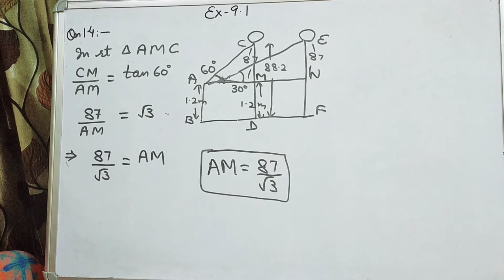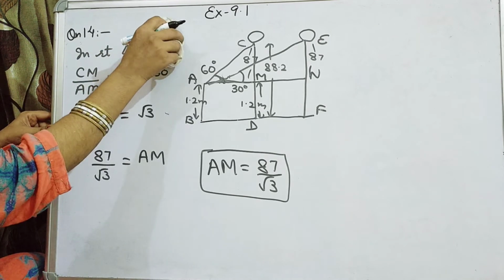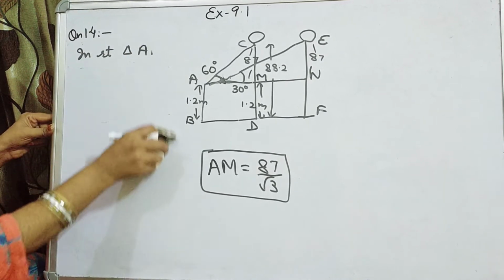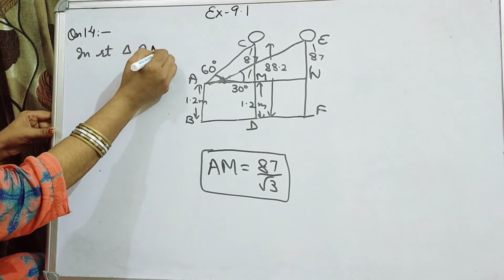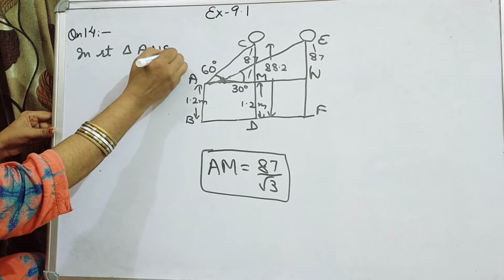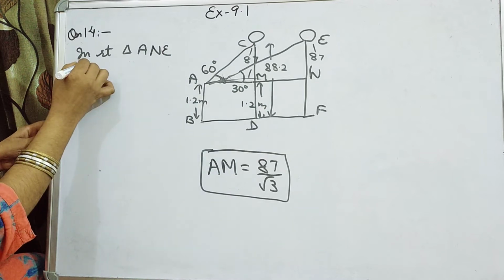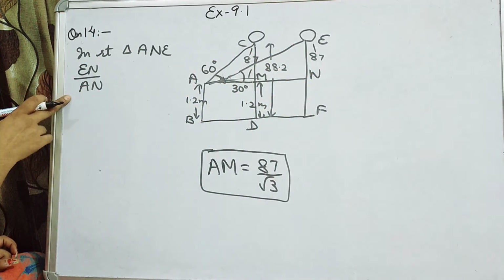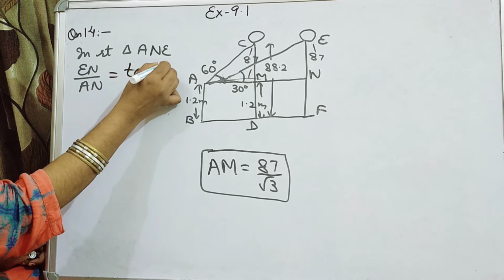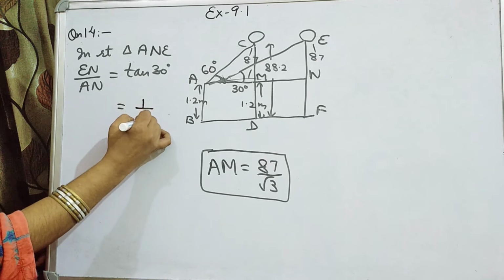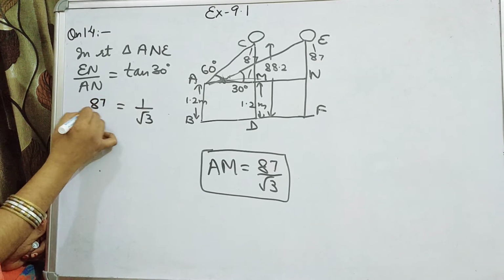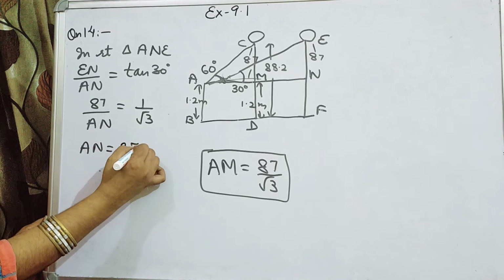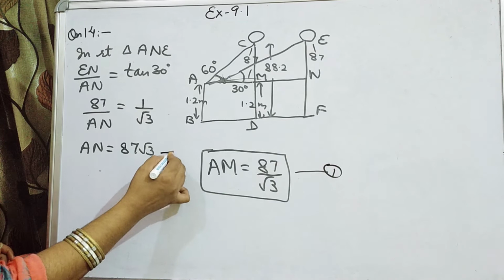Now we'll move to the next right triangle, and the next right triangle is ANE. In ANE again the ratio we have to take is perpendicular by base. So in right triangle ANE, EN by AN, again perpendicular by base, is equal to tan 30, and the value of tan 30 is 1 by root 3. EN again is 87, AN we don't know. From here we can get AN as 87 root 3. So this is the first result, and this is the second one.